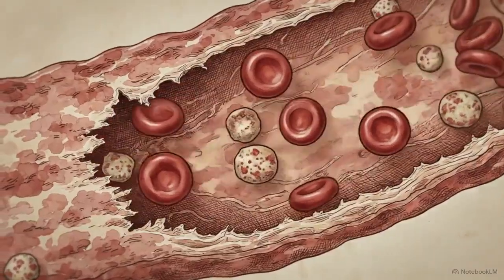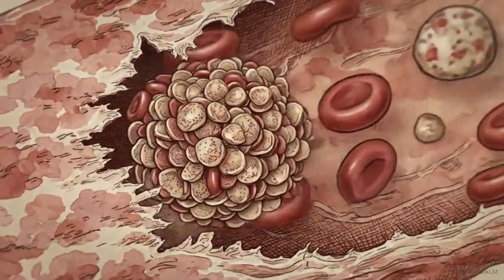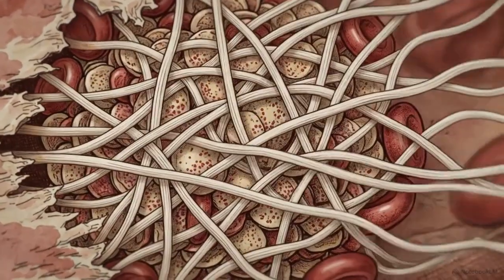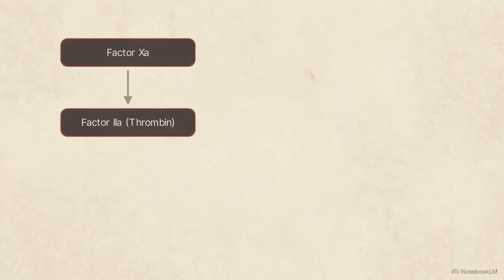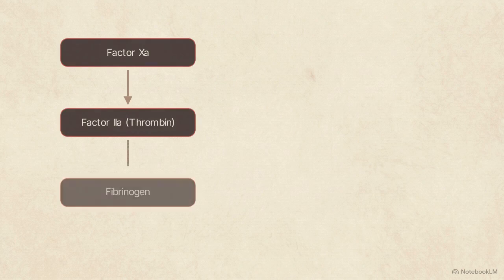To understand the rules, we must examine the coagulation cascade, a sequential biological chain reaction designed to stop bleeding. This flowchart identifies two critical nodes near the end of the sequence, factor 10A and factor 2A, or thrombin. Under normal conditions, thrombin converts fibrinogen into fibrin. That fibrin provides the structural mesh required to hold a clot together.